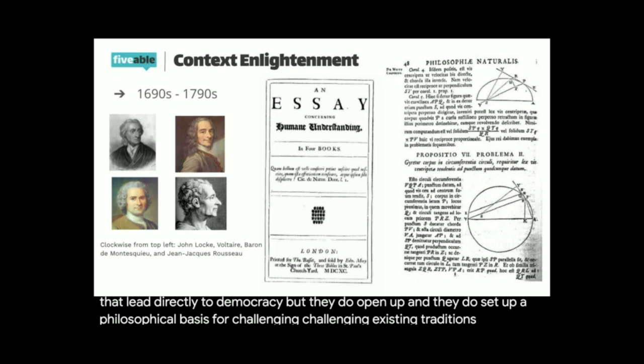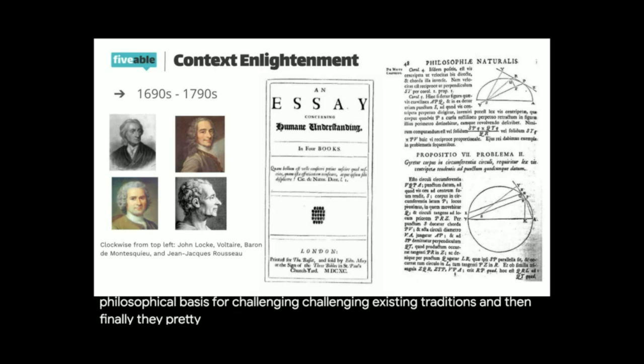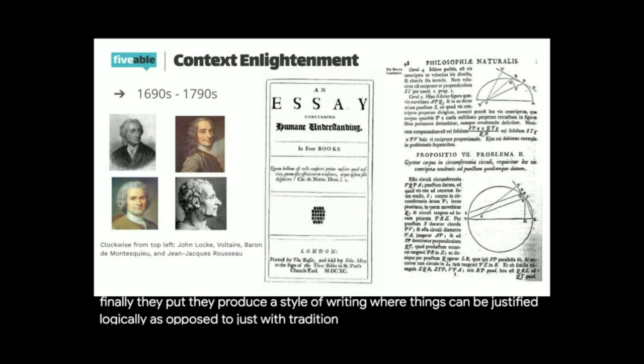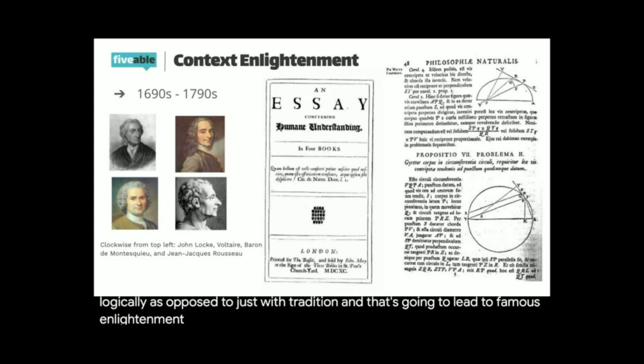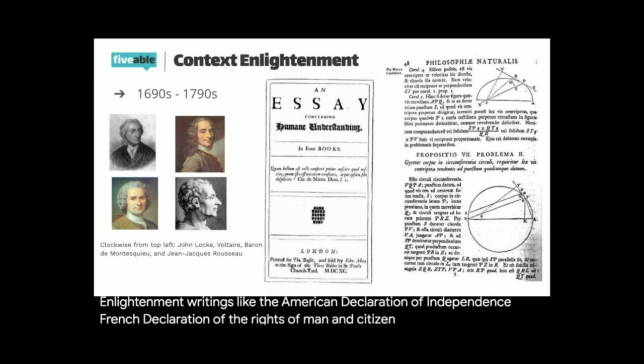existing traditions. And then finally, they produce a style of writing where things can be justified logically as opposed to just with tradition, and that's going to lead to famous Enlightenment writings like the American Declaration of Independence, the French Declaration of the Rights of Man and Citizen, and other adaptations.